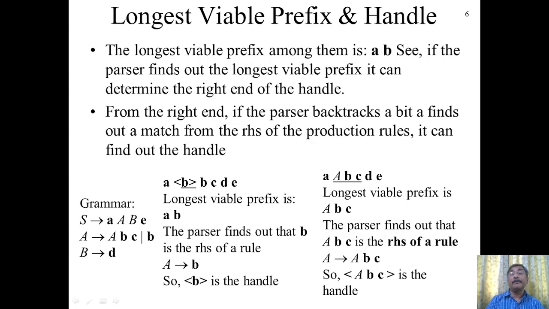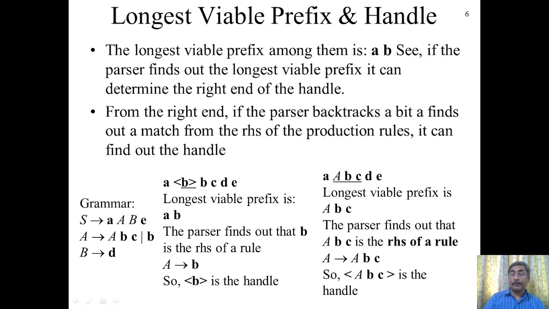So what is the longest viable prefix? That is capital A, small b, small c. So if the parser finds out this capital A, small b, small c, it backtracks from here and finds out capital A, small b, small c is the RHS of a rule like A produces capital A, small b, small c. So it can declare that this is the handle as of now. What I wanted to show here is that if the parser can find out the right end of the handle, then the parser can also find out the left end of the handle by backtracking a bit. Right. So therefore, now the parser's task is to find out the longest viable prefix. Correct.